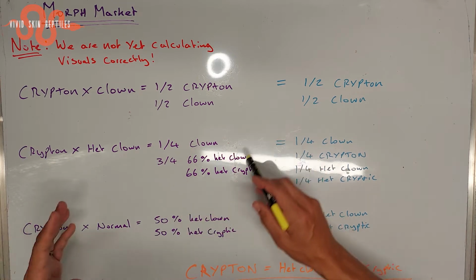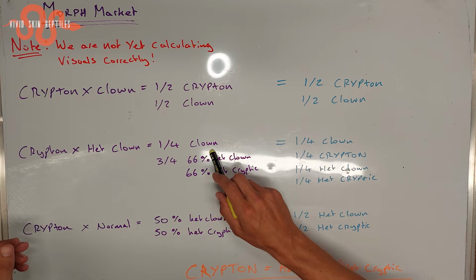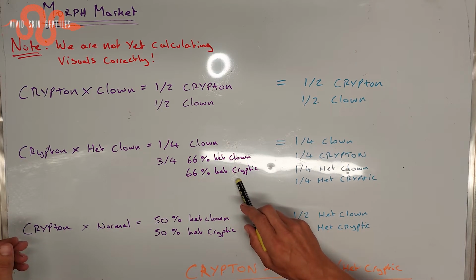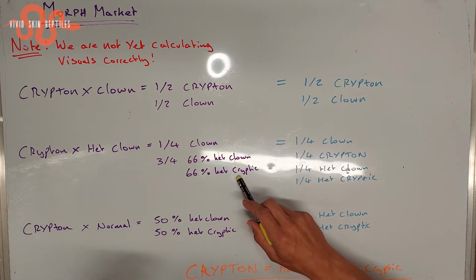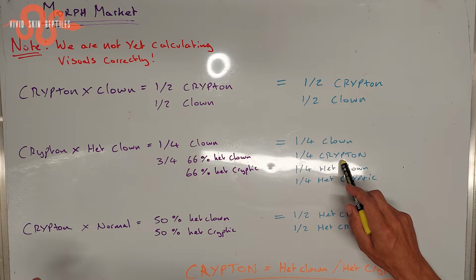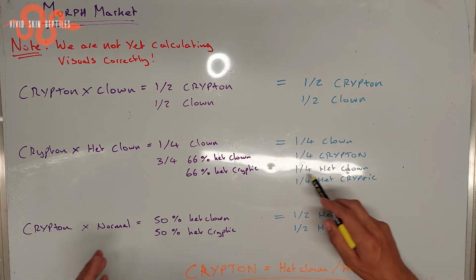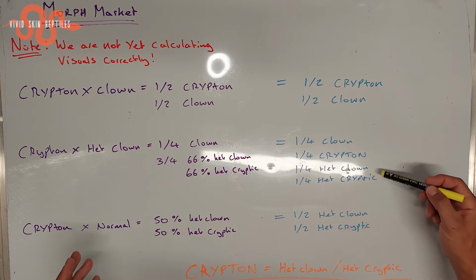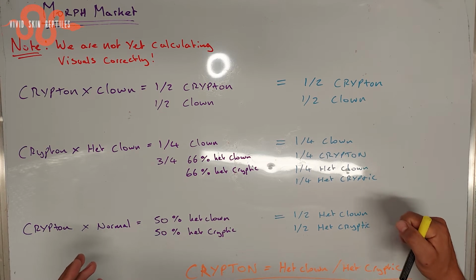On morph market, this is where it gets a little confusing. They say 1/4 of the clutch would be clown, 3/4 would be 66% het clown, 66% het cryptic. So actually, 1/4 of that clutch would be clown, 1/4 of that clutch would be visual kryptons, so the double visual, 1/4 of it would be het clown, 1/4 of it would be het cryptic. The problem is you can't tell the difference between these two.